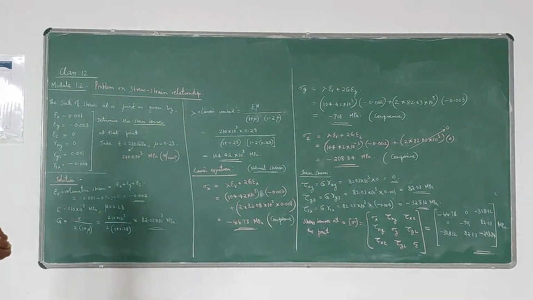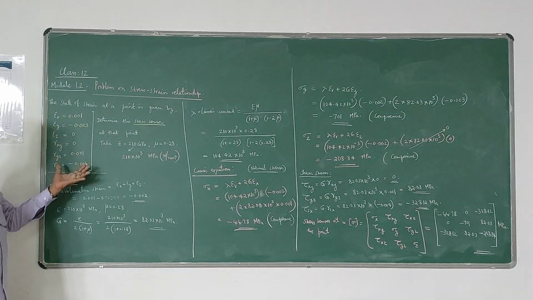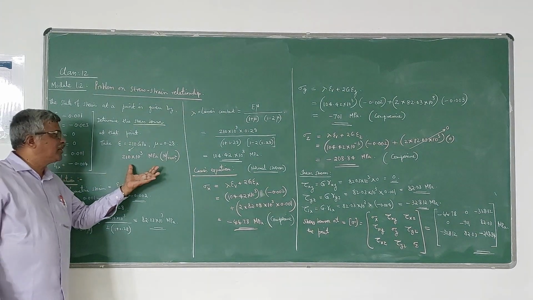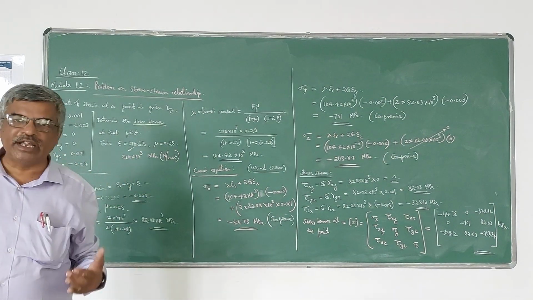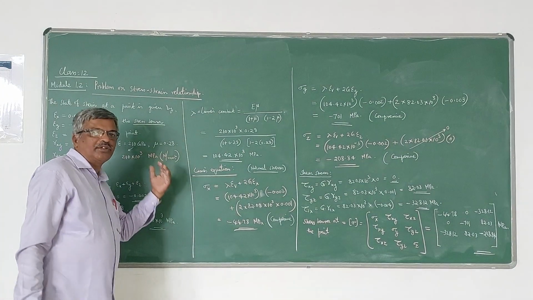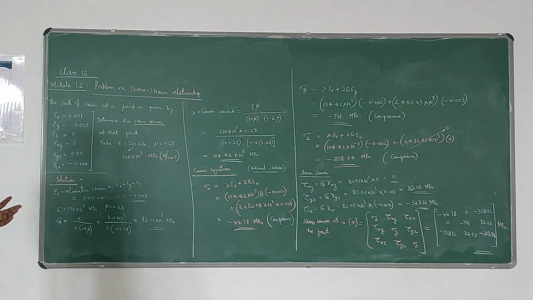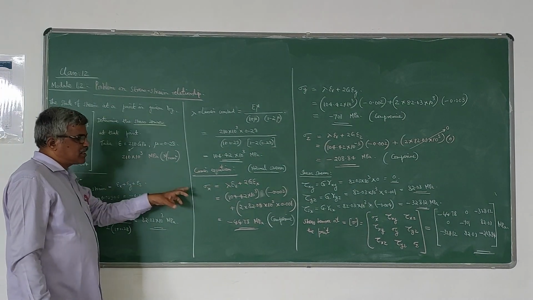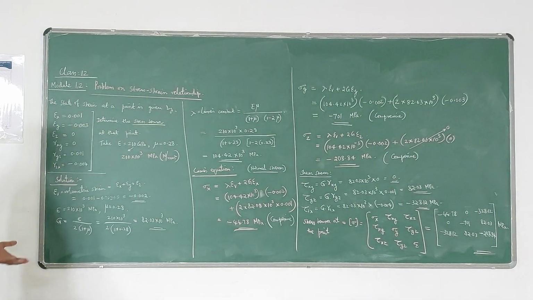You know that strains don't have any units, they are just numbers. So stresses will be in MPa only. Whatever units of E and G are there, in the same units you are going to get the stress values. So here I have converted GPa to MPa, therefore all your stress values will be in Newton per millimeter square or MPa. Now the procedure is like this.